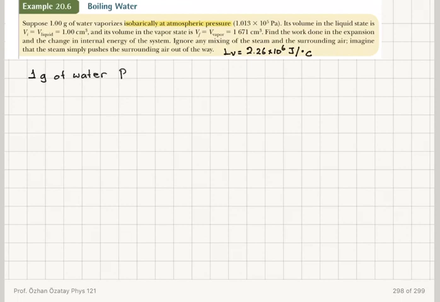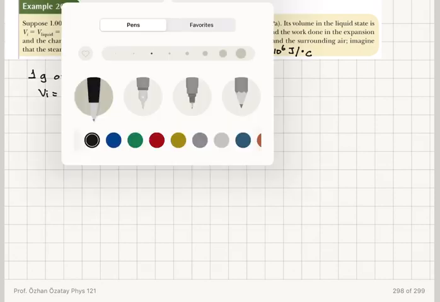The process is isobaric, pressure is kept constant, 1 atmosphere, 1.013 × 10^5 pascals. That's actually 1 atmosphere pressure. Its volume changes from initial volume 1 centimeter cube to final volume 1671 centimeter cube. So how much is the work done in an isobaric process?